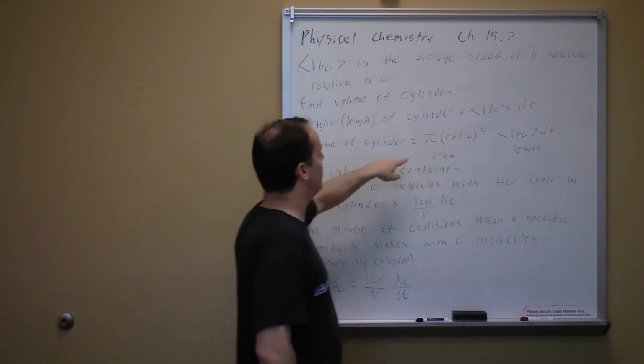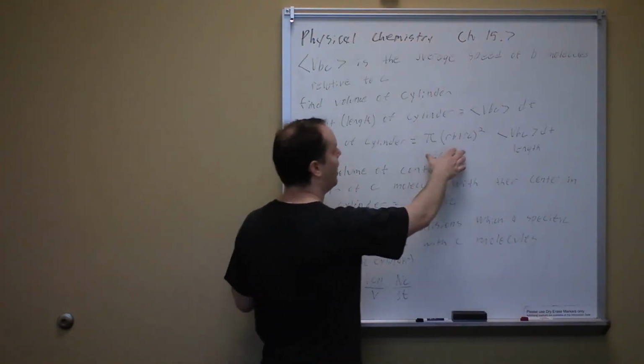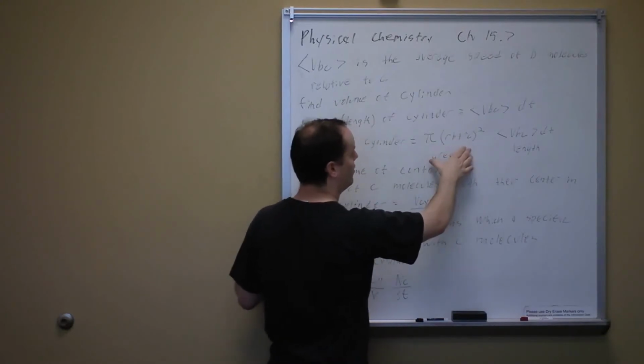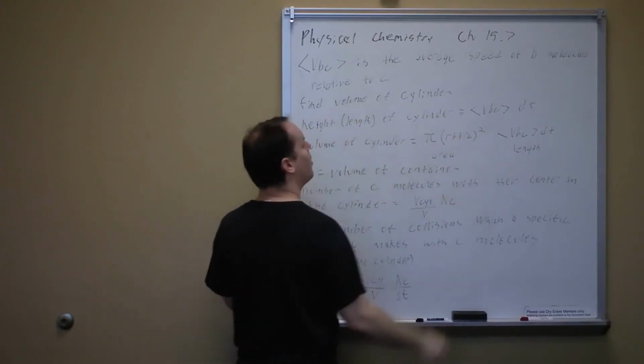So this volume of the cylinder then is going to be the area times the length. So the area is the diameter of B plus C times pi. So it's pi r. Yeah, it's pi r squared.